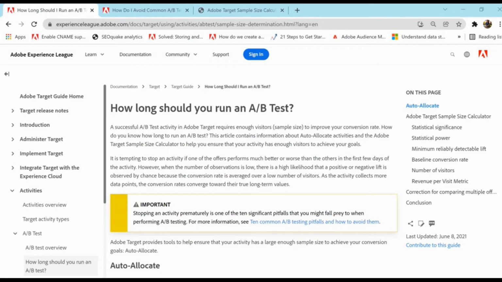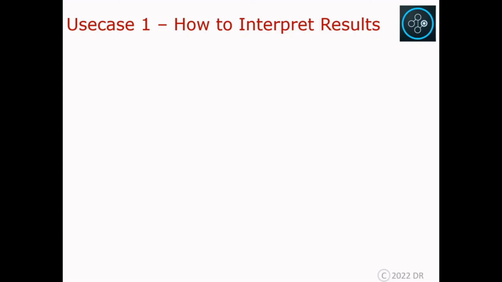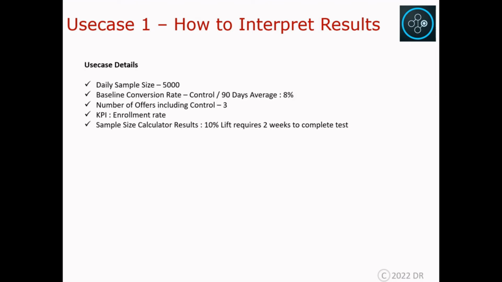So this is the first use case where we are going to discuss how to interpret the results. The use case is basically where we have a daily sample size of 5,000. The baseline conversion rate is basically the conversion rate of your control, or you can take the 90 days average. It's 8% here. Then the number of variations that we have is 2, so including control it becomes 3. And then we have the KPI as the enrollment rate.